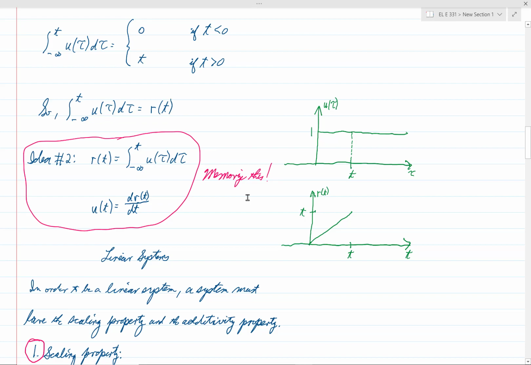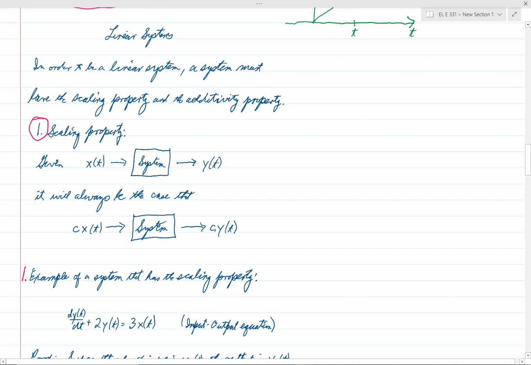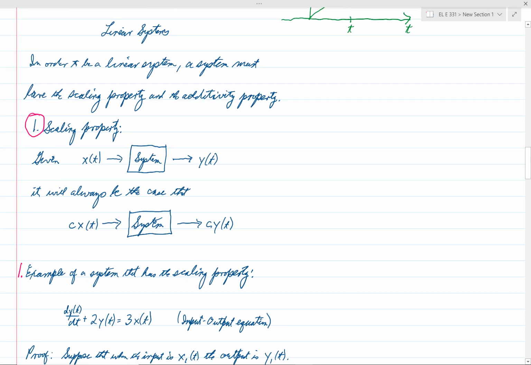So now the rest of this lecture will be spent discussing a couple of ideas about linear systems. In order to be a linear system, a system must have the scaling property and the additivity property. And so for the rest of this lecture, we're simply going to talk about those two properties and make sure that you understand them. So the scaling property goes in this way.